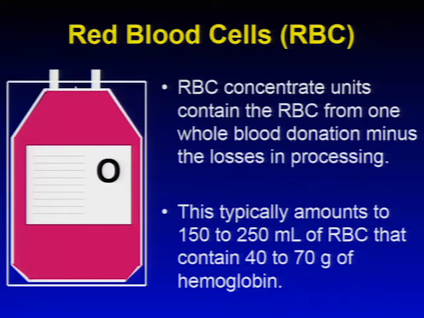The volume collected is also specified on the unit, usually either 450 to 500 milliliters, but it can vary by up to 10%. And there are losses in processing of the blood units, and for instance, leukoreduction may result in the loss of some of the volume. So the end result of the donor collection processing variability is that the volume of a red blood cell unit usually varies from 150 to 250 milliliters of red blood cells. And the hemoglobin content is usually anywhere from 40 to 70 grams.